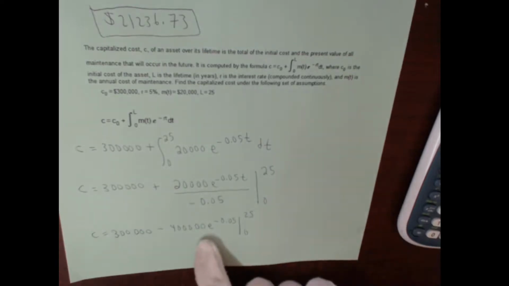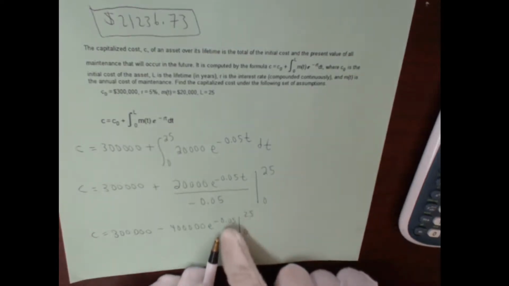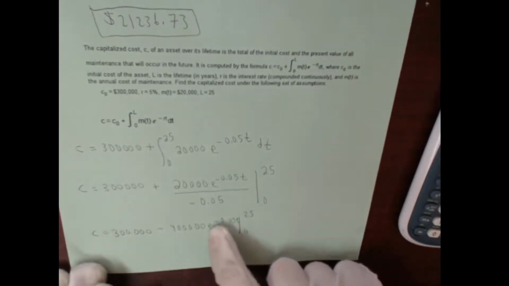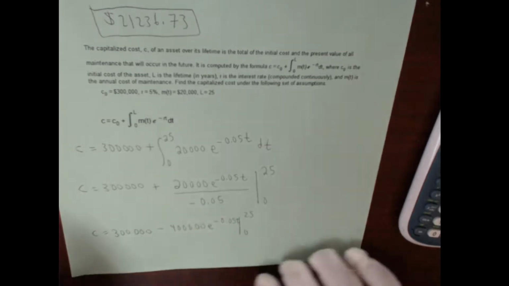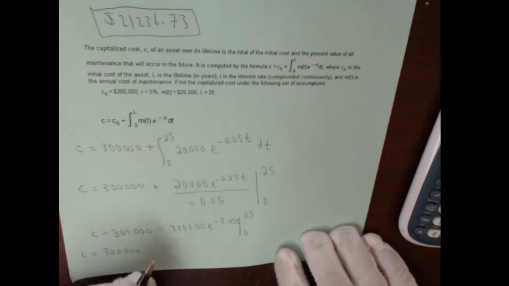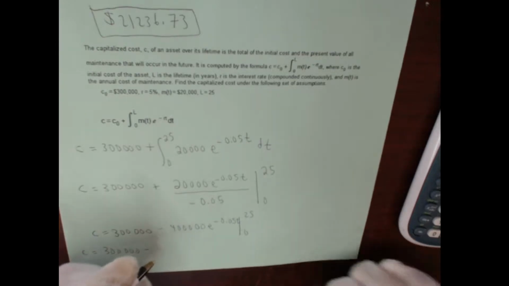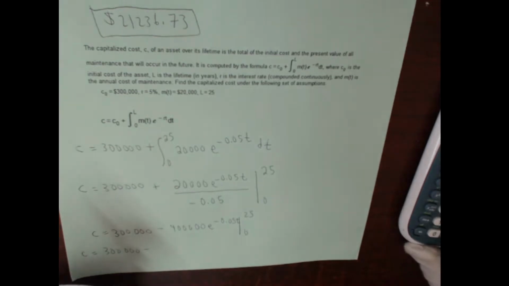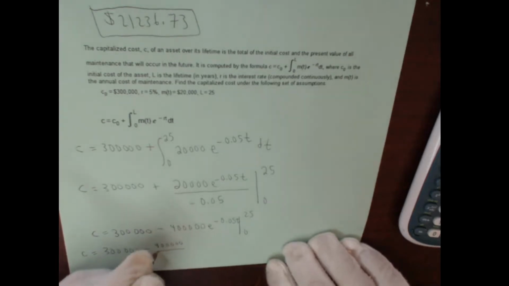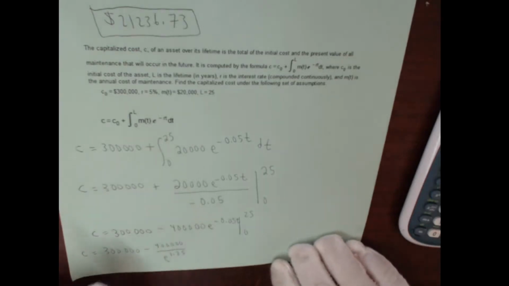So we're not going to get a negative number because when we put in 25, oops, I left off my t. When we put 25 in for t right there, remember this e is in the denominator, so it's going to shrink this second number. So here we go. This is going to be C equals 300,000 minus, I'm going to do 0.05 times 25, which is 1.25. So it's 400,000 divided by e to the 1.25. All right, in fact, I should put this in parentheses because we're evaluating it.